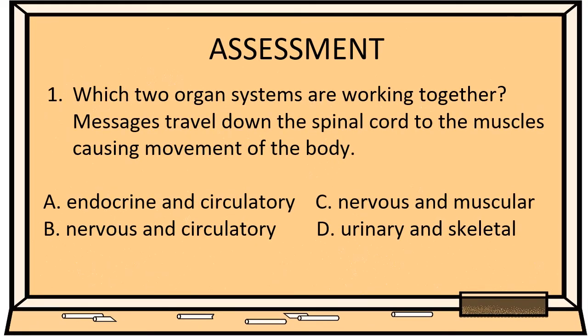For the assessment, let's have number 1. Which two organ systems are working together? Messages travel down the spinal cord to the muscles, causing movement of the body. A. Endocrine and circulatory. B. Nervous and circulatory. C. Nervous and muscular. D. Urinary and skeletal. So, the keywords here are the spinal cord and then the muscle. So, spinal cord and the muscle, that is nervous and muscular. It's letter C.